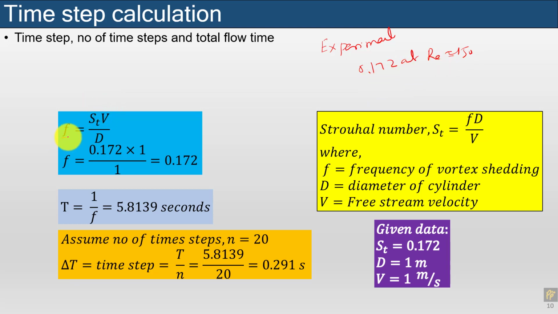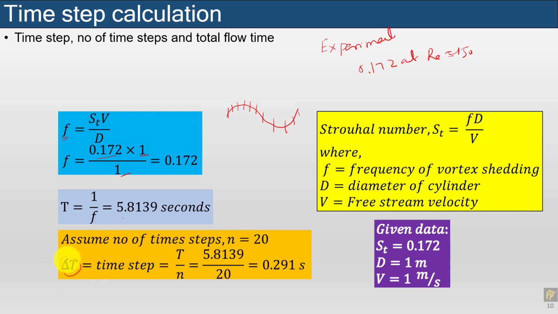So we can solve for the frequency. This becomes Strouhal number times velocity divided by diameter. If you put in the values of Strouhal number, velocity and diameter, you get the frequency as 0.172. Okay, so the time period is 1 upon frequency. So you get the time period for one vortex period equal to 5.8139 seconds.